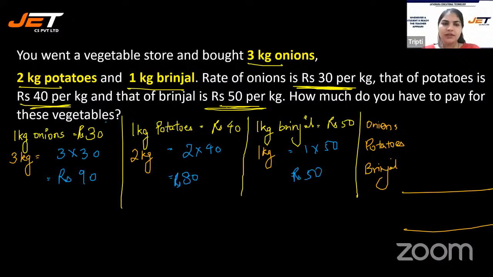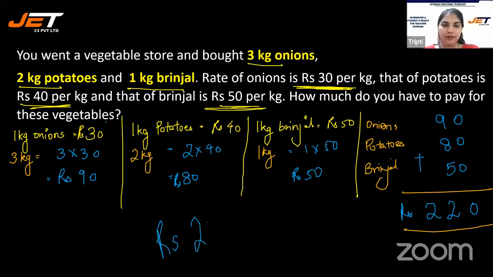So that's 50 rupees. Now we know that onions are for 90, then potatoes are for 80, and brinjal for 50. 9 plus 8, 17. 17 plus 5, 22. Rupees 220. Let's recheck. 9 plus 8, 17, 18, 19, 20, 21, 22. Rupees 220 is what you have to pay for all these veggies.